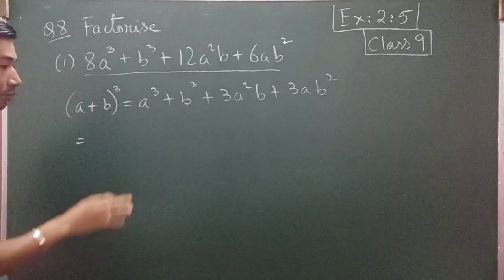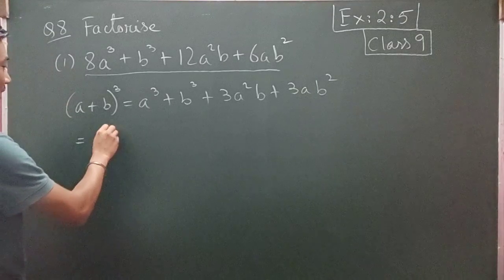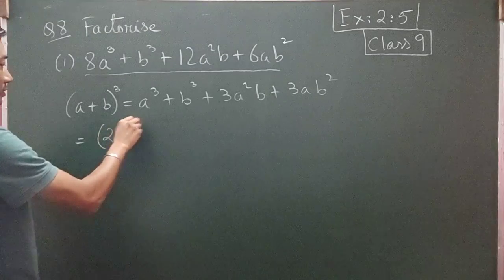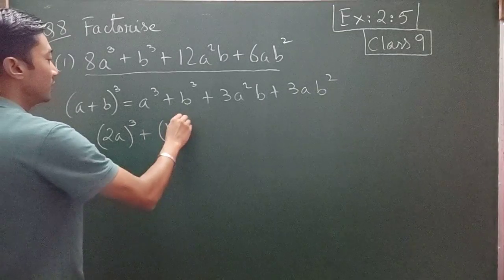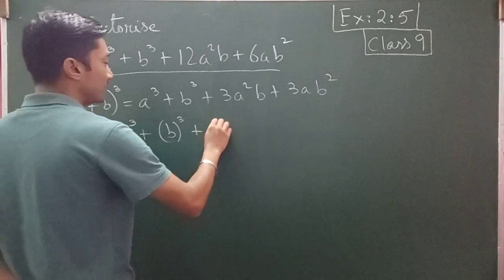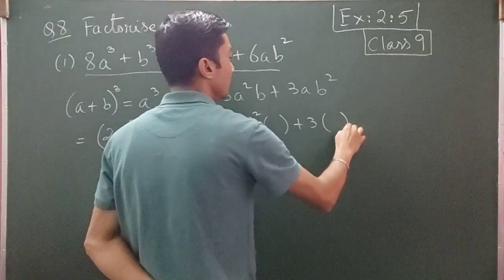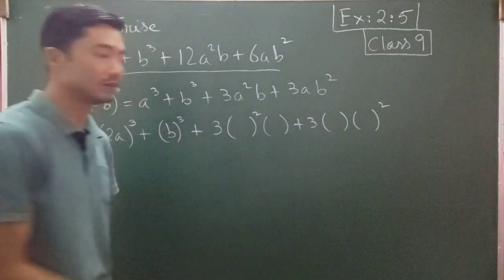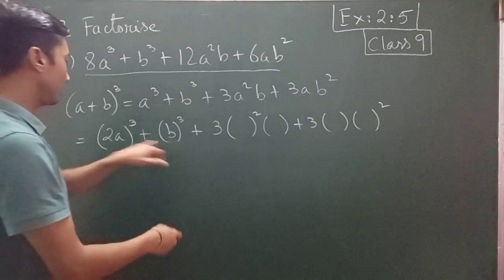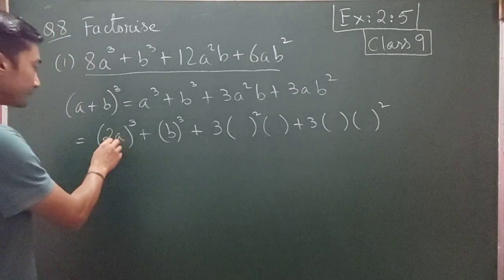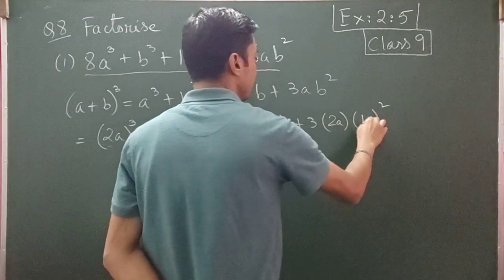So 8a cube, we have to write it as a whole cube, like we always have been doing with the other questions also. So 8a cube, I guess we can write it as 2a whole cube, because 2 cube is 8, a cube, plus b cube. Again, as I always do, time to compare. So 3a square b plus 3ab squared. That's always one of the easiest and most convenient ways to write down. Then fill it up with our respective a's and b's. So it's 2a, b, it's always going to be same, 2a, b.